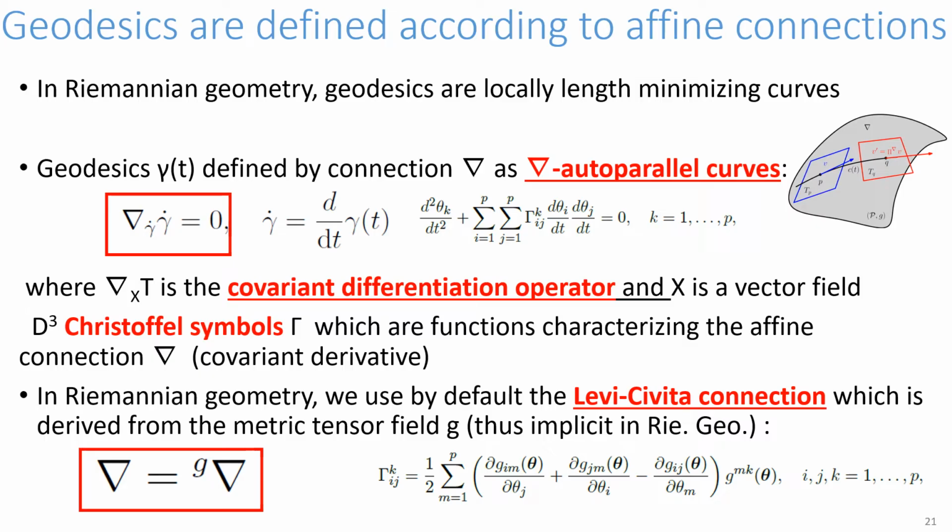field X. To define an affine connection ∇ on a d-dimensional manifold, we need to define d-cube functions that are called the Christoffel symbols. In Riemannian geometry, we use an affine connection by default, which is called the Levi-Civita connection, and this Levi-Civita connection can be instantiated from the metric tensor G. Here, I show the Christoffel symbols for the Levi-Civita connection derived from the derivative of the metric tensor G.